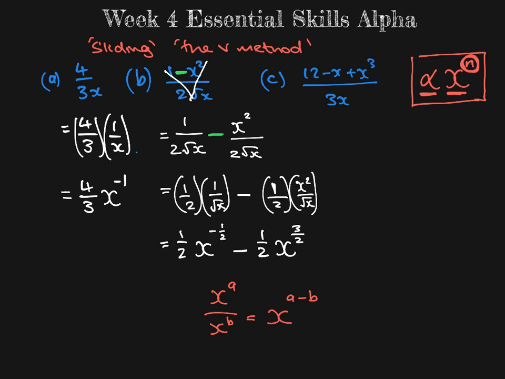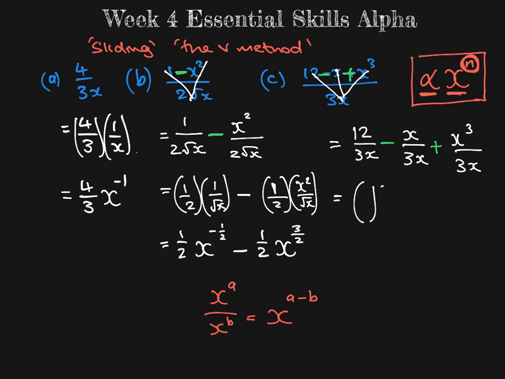Final part of the question, part C. We're going to use the V method. It's not really a V anymore, it's more of a sort of W-y thing, but anyway, same idea. 12 is over 3x. Then there's a minus here, which is going to be here. Then we've got x also over 3x. And then a plus here, which is going to come into play there. And then we've got x cubed over 3x.